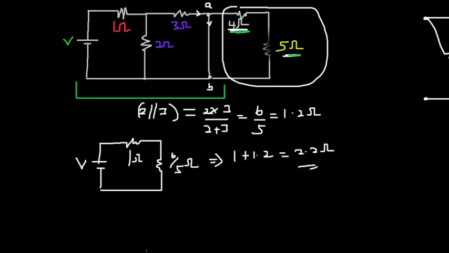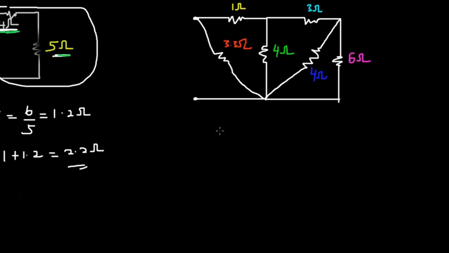Let's move on to the second question. Yes, so let's take a look at this second question. From here we'll notice that the 4 ohm and the 6 ohm are most definitely in parallel, because when we traverse through this, we will notice that we didn't meet any other element apart from the 4 ohm and the 6 ohm. So we know that the 4 ohm will be in parallel with the 6 ohm.